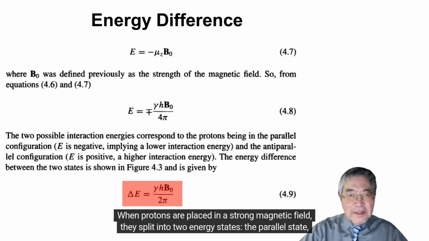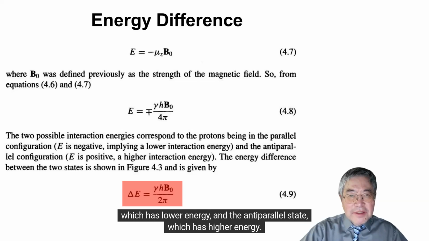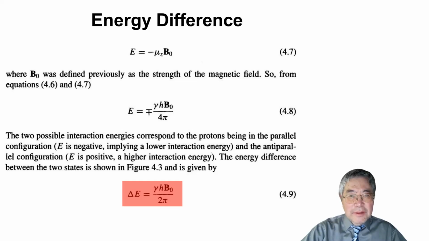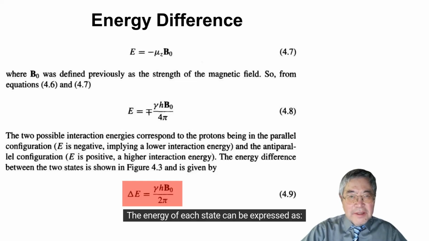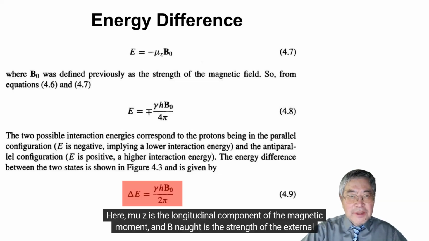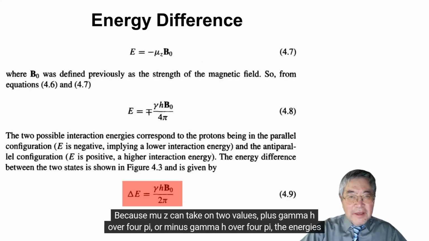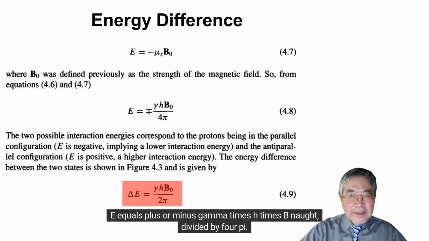When protons are placed in a strong magnetic field, they split into two energy states: the parallel state, which has lower energy, and the antiparallel state, which has higher energy. This is the Zeeman effect. The energy of each state can be expressed as E equals negative μz times B naught. Here μz is the longitudinal component of the magnetic moment, and B naught is the strength of the external magnetic field. Because μz can take on two values, plus gamma h over 4π or minus gamma h over 4π, the energies are E equals plus or minus gamma times h times B naught divided by 4π.